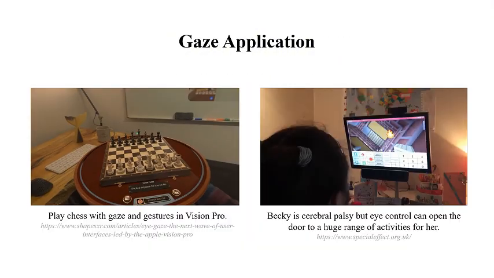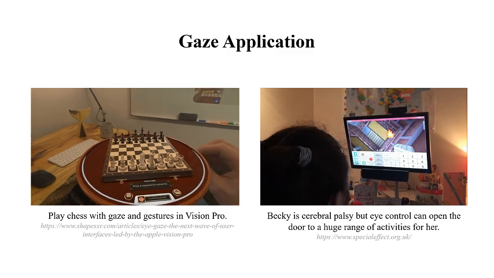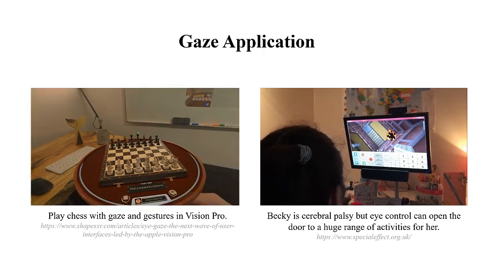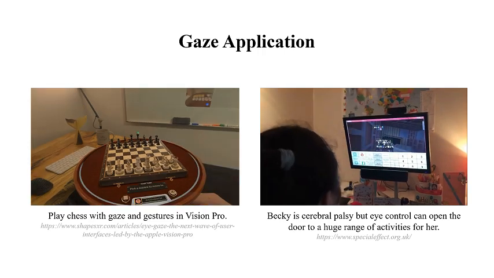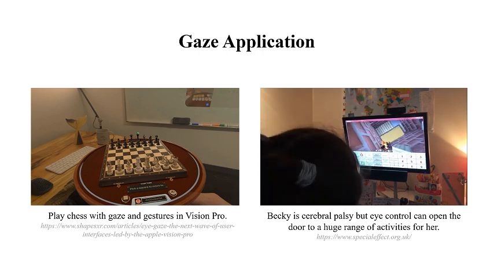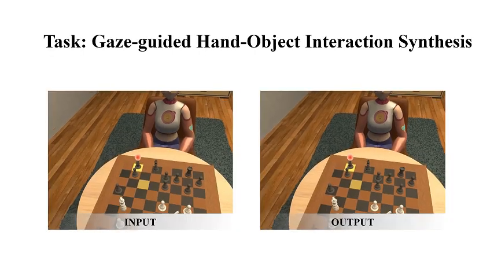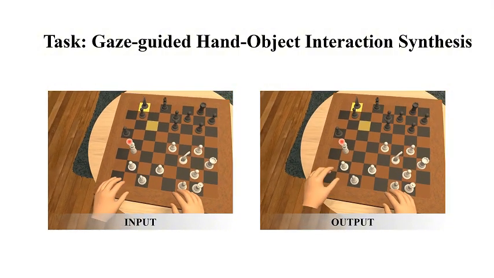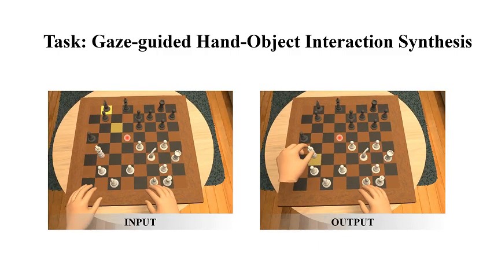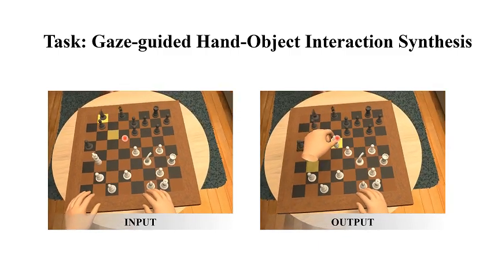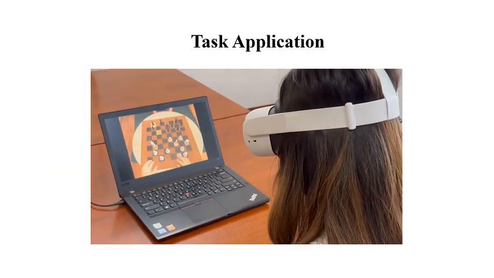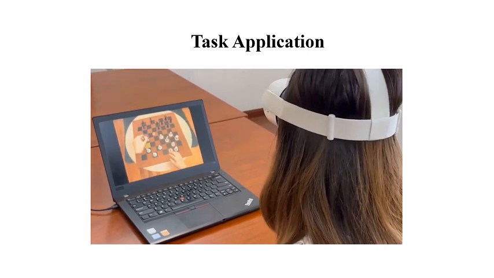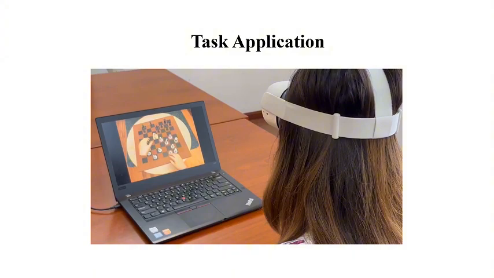fine-grained scenarios. Besides, gaze can benefit VR and assistive technologies, like playing chess with gaze and gestures in Vision Pro, or helping cerebral palsy control games using gaze. Motivated by this, we propose a novel task, gaze-guided hand-object interaction synthesis. In this task, the initial hand-object pose and gaze serve as the input, and the corresponding hand-object motions are generated as the output. This task is particularly well suited for integration into VR or AR environments and assistive technologies to gain a new gaming experience.